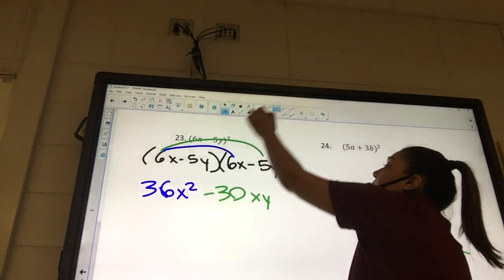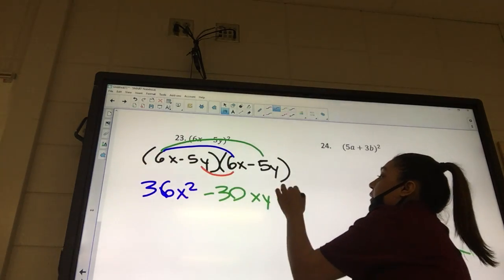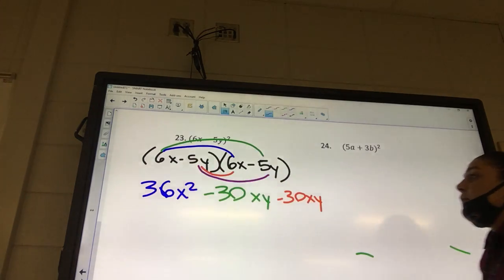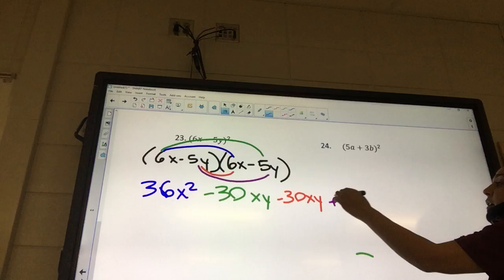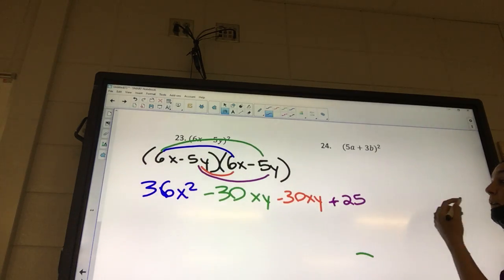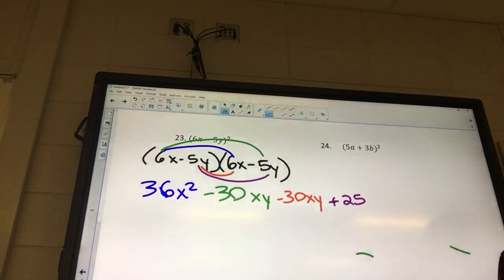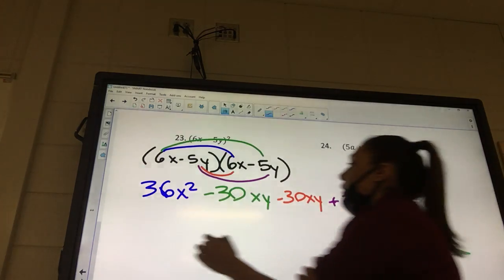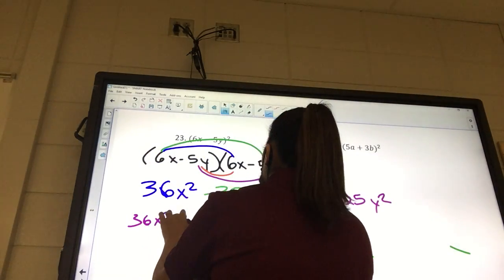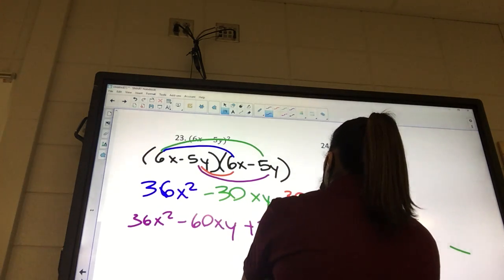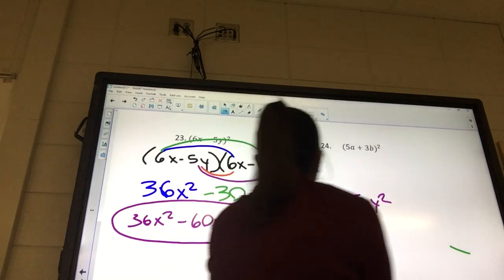The inner, negative 30xy. And the last two, positive 25y squared. So we're going to get 36x squared minus 60xy plus 25y squared. We can put the two middle ones together.